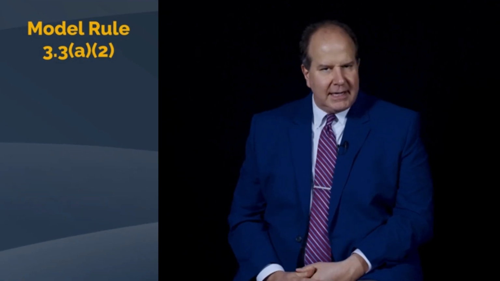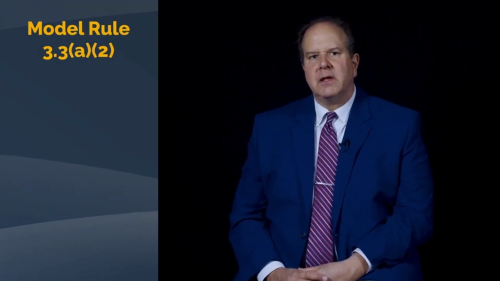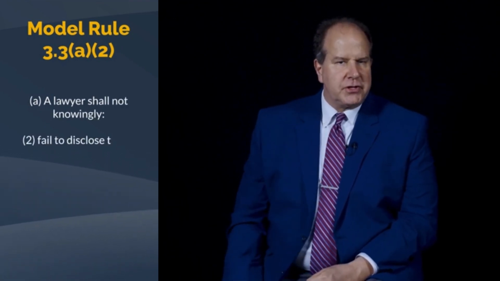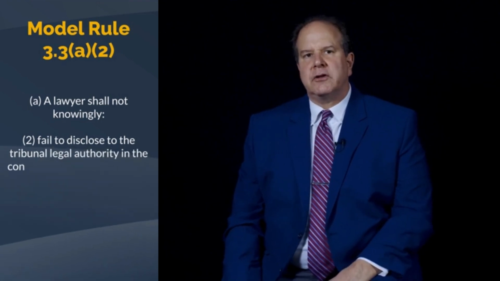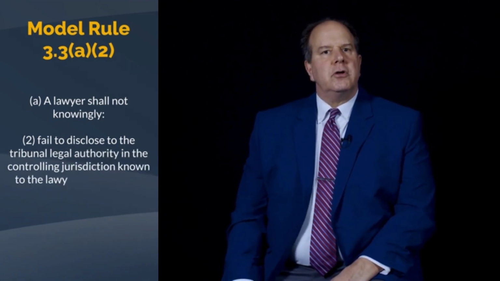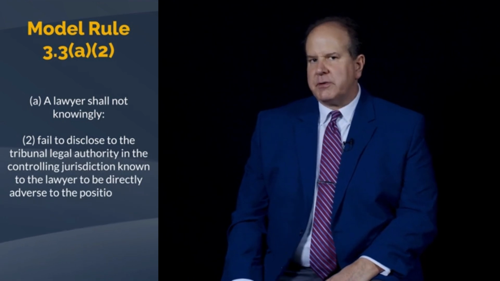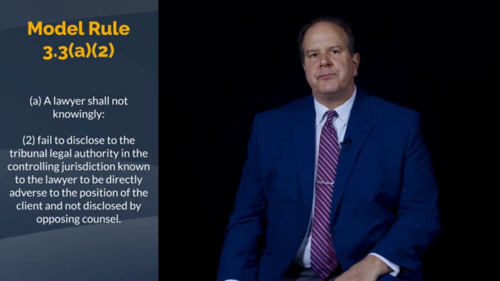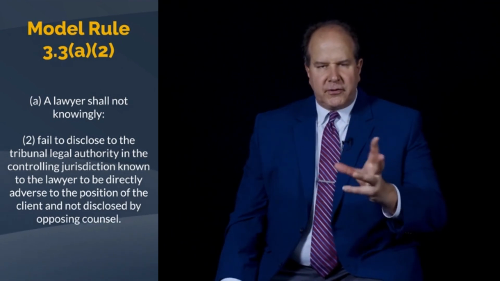Rule 3.3 continues with section (a)(2), which is about not hiding adverse legal authority. A lawyer shall not knowingly fail to disclose to the tribunal legal authority in the controlling jurisdiction known to the lawyer to be directly adverse to the position of the client and not disclosed by opposing counsel. And then this can continue, but first let's talk about this.